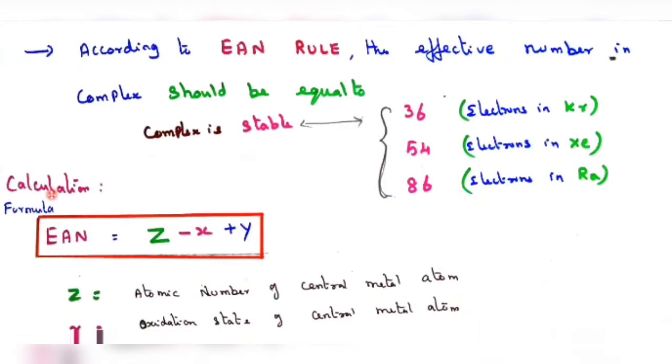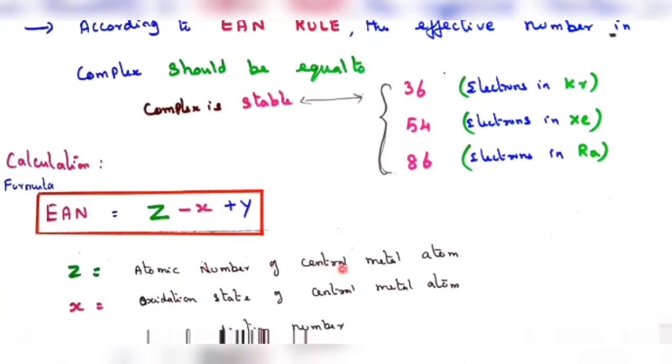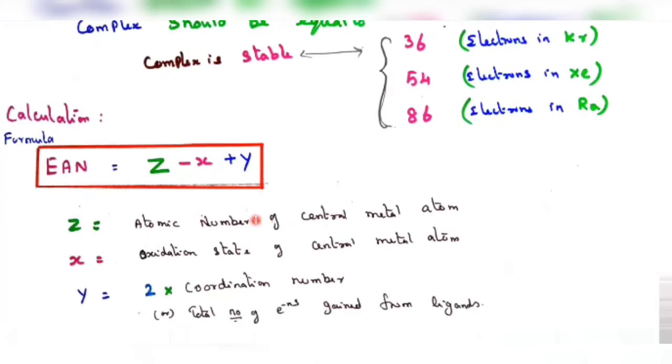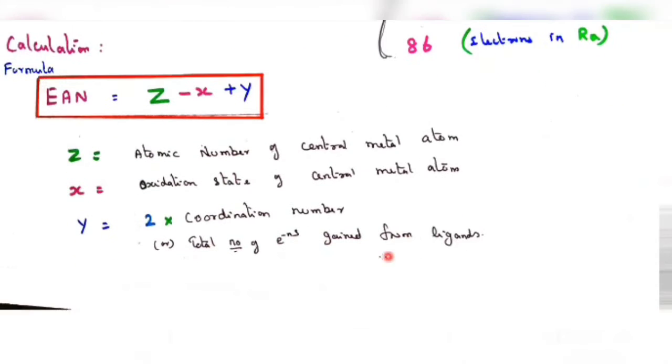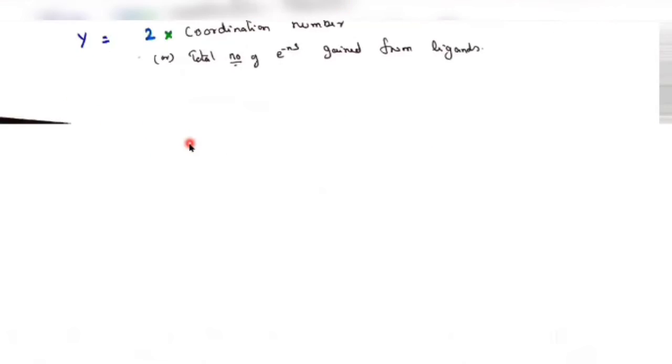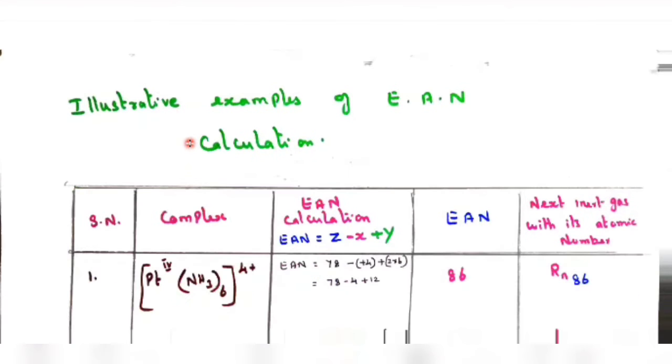To calculate the EAN, the formula is Z minus X plus Y. Z is the atomic number of the central metal, X is the oxidation state of the central metal, and Y is the number of electrons gained from the ligands, that is, 2 multiplied by the coordination number. Just apply this formula and let us see a few examples.